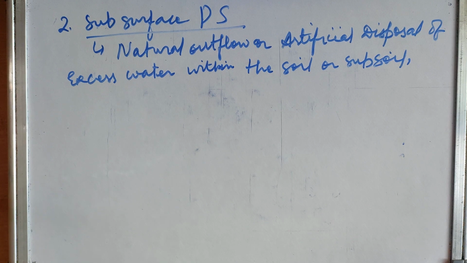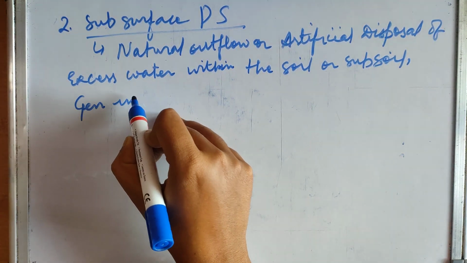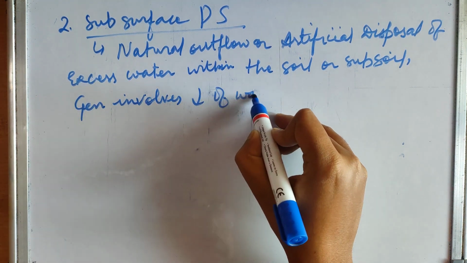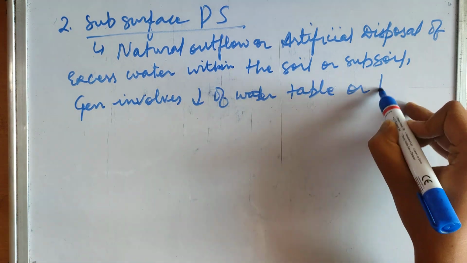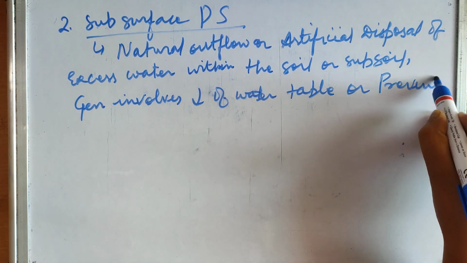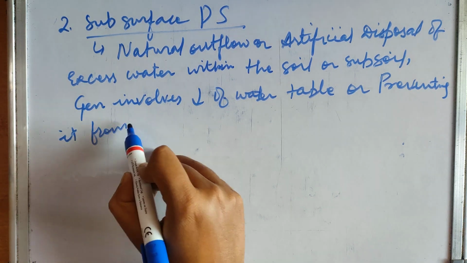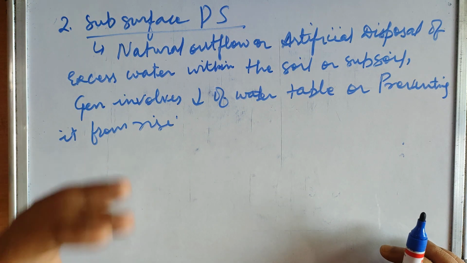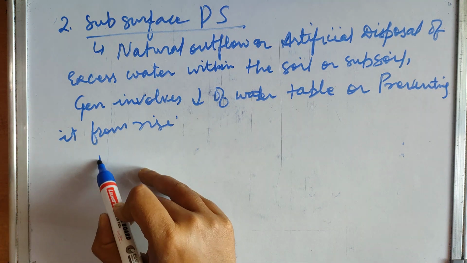It generally involves lowering of the water table or preventing it from rising. So in the surface we do drainage directly on the surface, but here we do the drainage in the subsurface, that is in the subsoil. What are its merits?